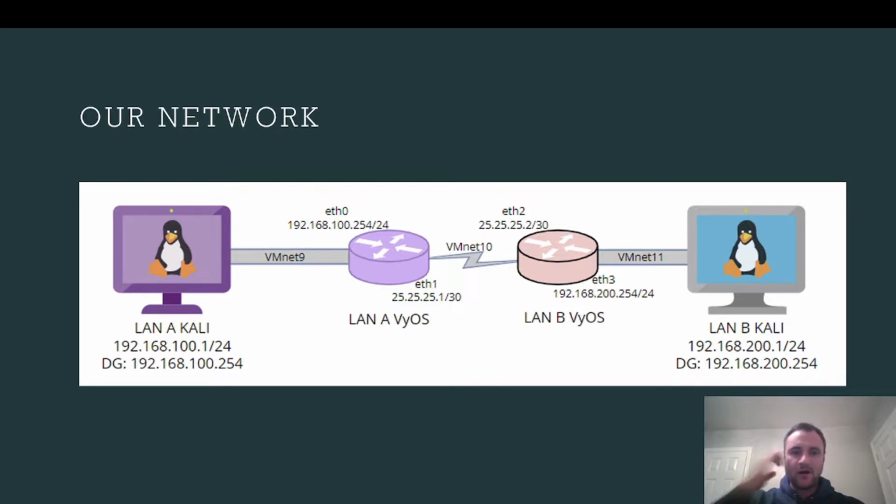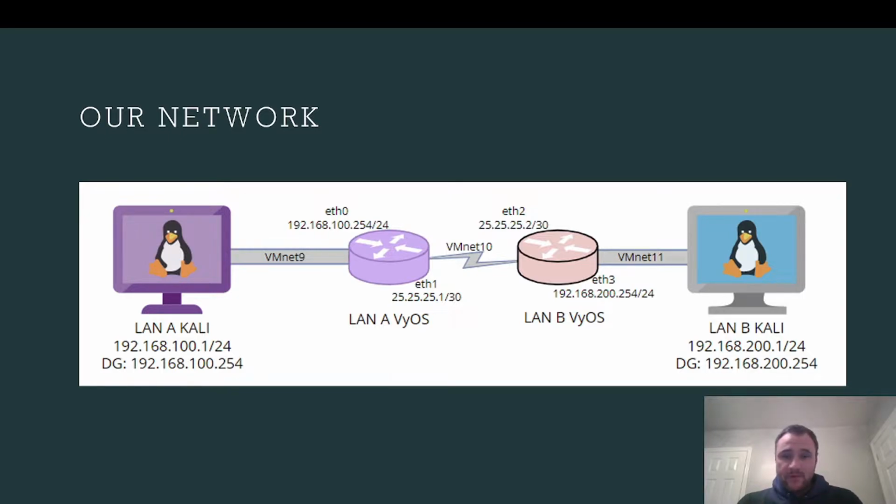So on LAN A, for example, I've got LAN A Kali, which is on the 192.168.100.1/24 network. Its default gateway is 100.254. So 100.254 is the Ethernet 0 on this VyOS here. And this virtual switch, VMnet 9, is connecting the Kali box and the VyOS on one Ethernet, so Ethernet 0 on the VyOS. Ethernet 1, so it's got 2 interfaces. VyOS can have as many interfaces as you want to apply to them.